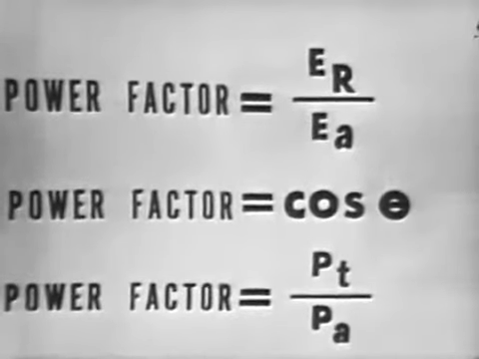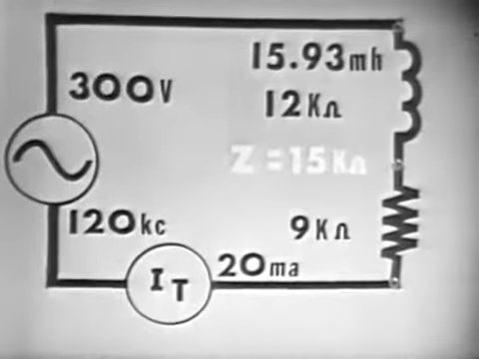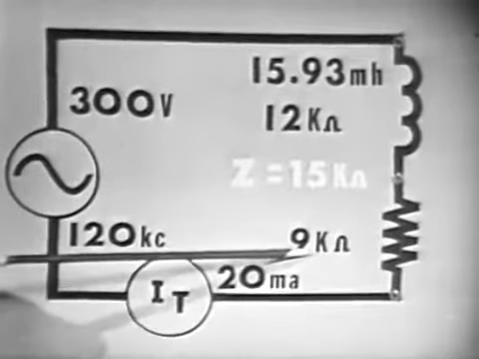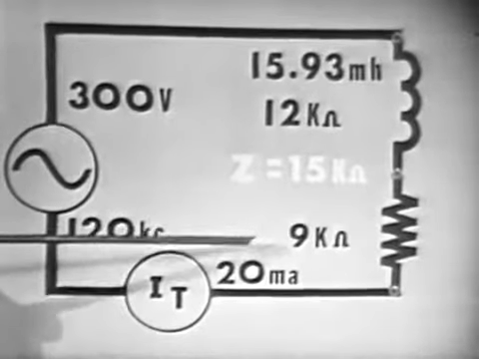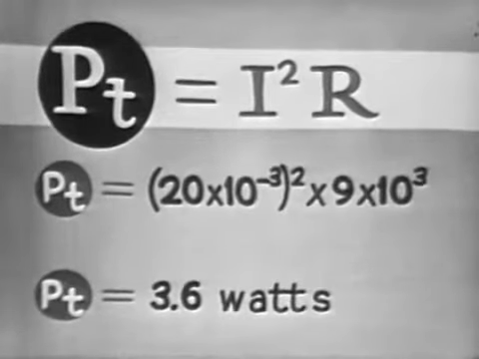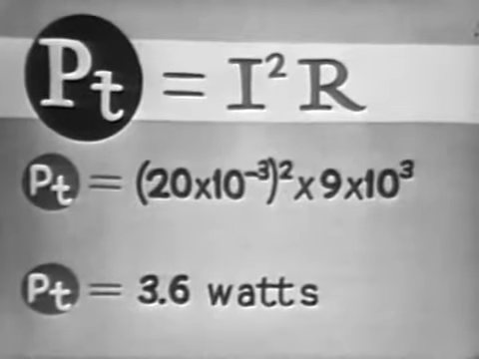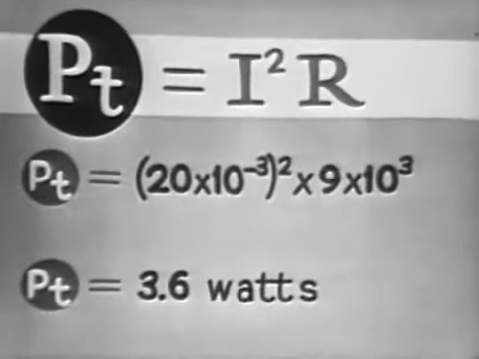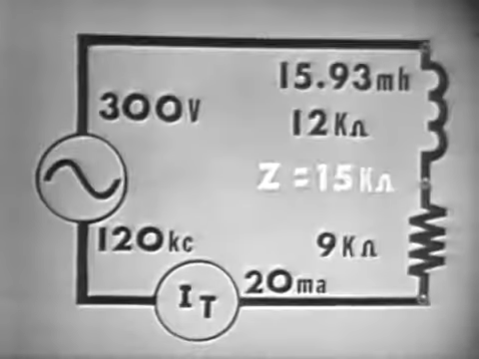True power is the power that is actually being used up, or being dissipated in our circuit. Now, since the resistance in our circuit, our 9 k ohms of resistance, is the only component in our circuit capable of actually dissipating any power, then true power would be the current squared times the value of that resistance. Or substituting our values, you recall 20 milliamps times 9 k ohms. And this tells us, of course, that true power is actually 3.6 watts. Now remember, 3.6 watts is the total power that is actually being used up or consumed in our circuit.